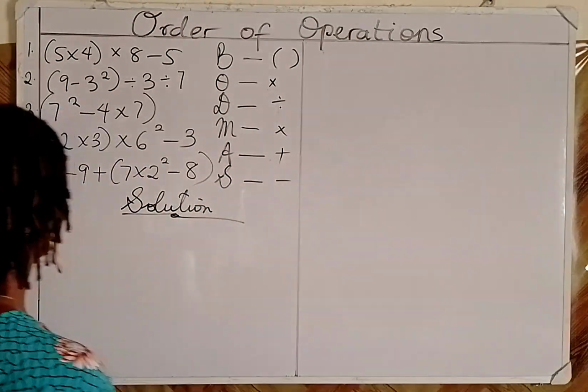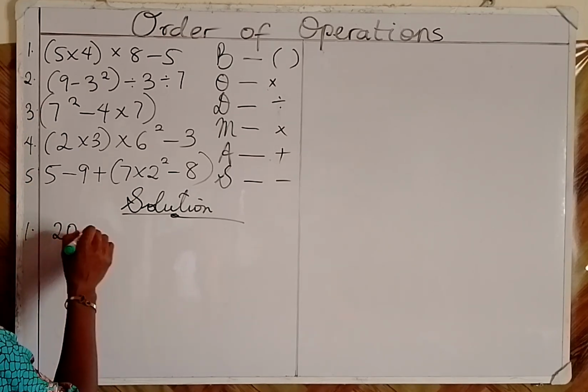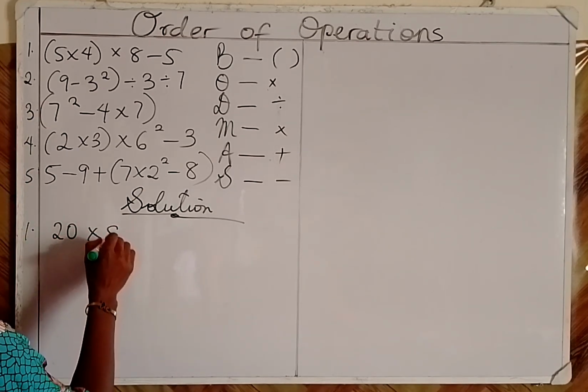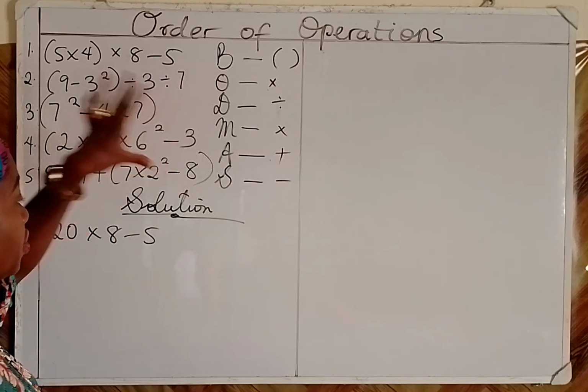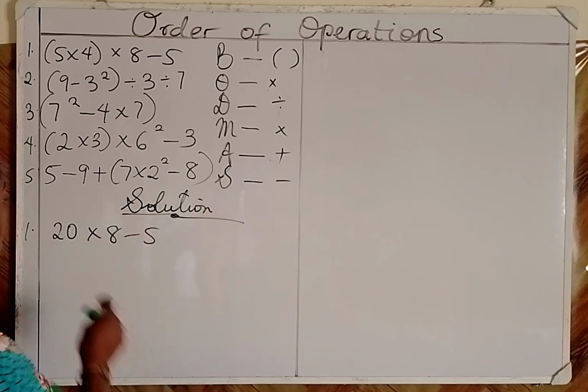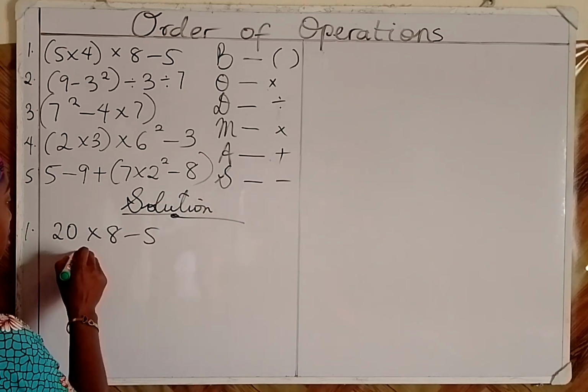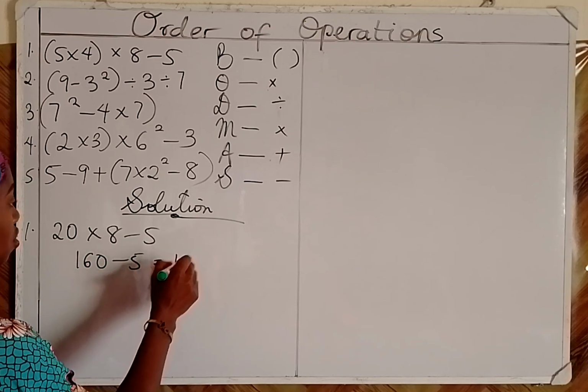Right? Now the question says 5 times 4 equals what? 20 times 8 minus 5. According to our BODMAS principles, multiplication comes before subtraction. So we're going to multiply 20 by 8, which is 160, minus 5, and this gives us 155.